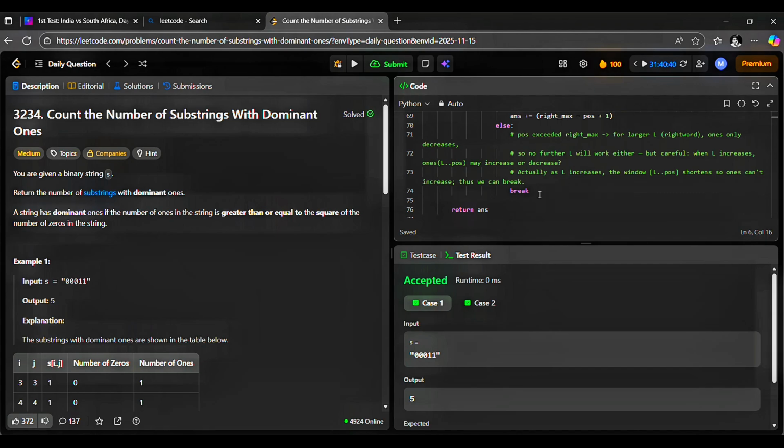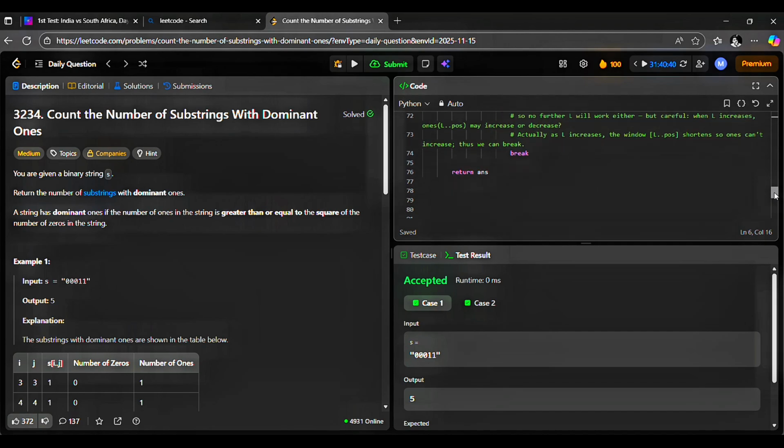After that we return the answer. After evaluating all cases, we return the total number of dominant substrings. So in this question, the conclusion is that we first count all substrings with only ones, because they are always valid. Then we use an advanced technique combining zero index tracking, prefix sum, square root of n optimization, and two pointer expansion.